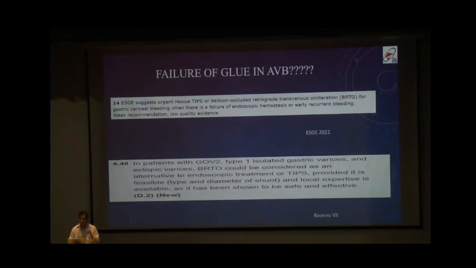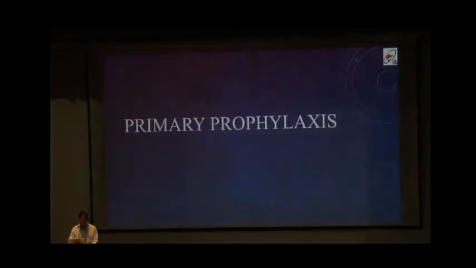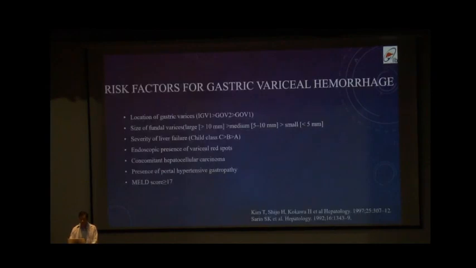So in all, most likely the most effective treatment for achieving hemostasis at this point of time remains the endoscopic glue at this juncture. So primary prophylaxis, again a very debated topic because there are very few studies on this. And for primary prophylaxis for gastric varices, these are some of the risk factors that are involved.